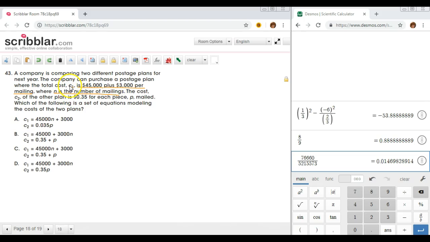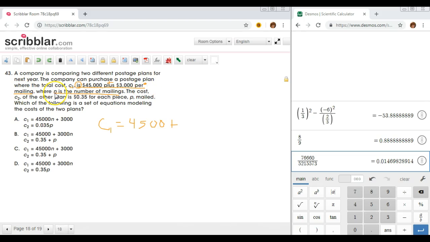So we start with C1. The word is means use an equal sign. There's words like has or total, and that is where we use an equal sign. So we should say C1 equals, which all of our equations have, 45,000 plus means use a plus sign. So C1 equals 45,000 plus 3,000 per mailing. When you see the word per, that means multiply.